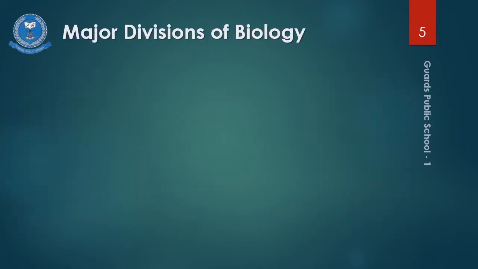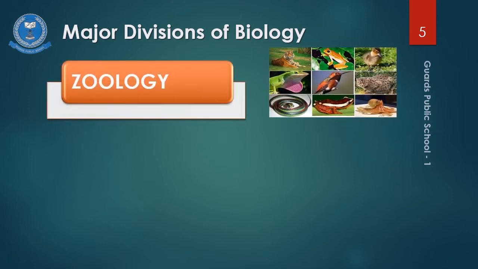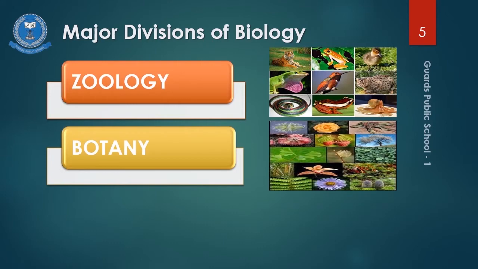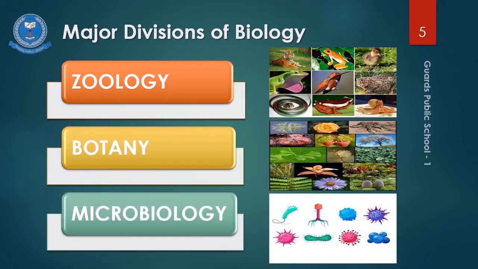Major divisions of biology. Students, for convenience, scientists divided biology into 3 major divisions, which are zoology, botany, and microbiology. Now students will understand them separately.